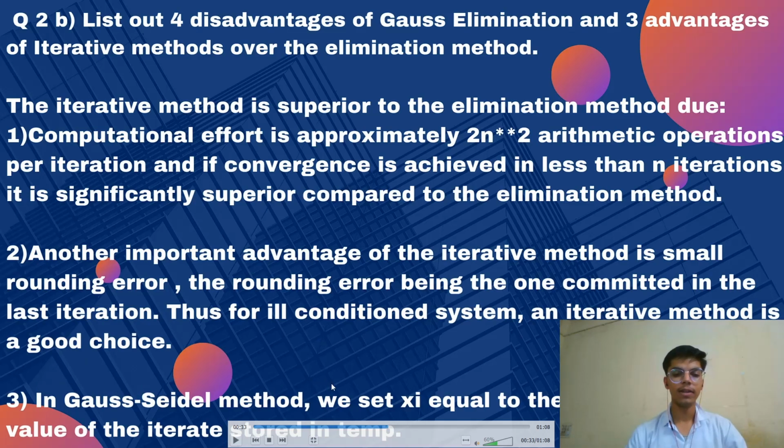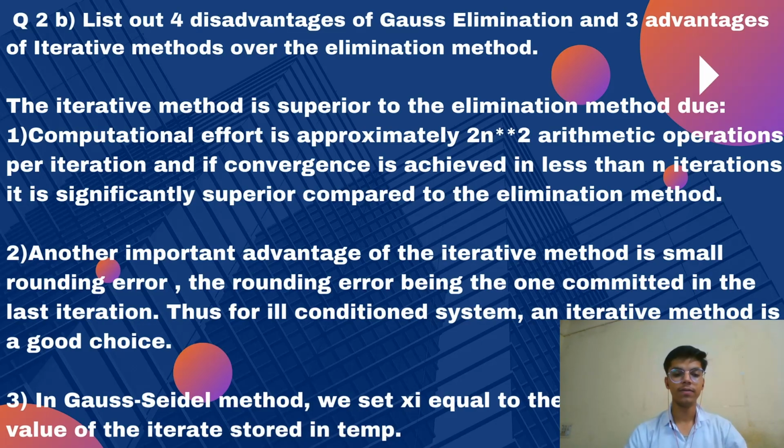Now, in the Gauss-Seidel method, we set xi equal to the newly calculated value of the iterate stored in temp.